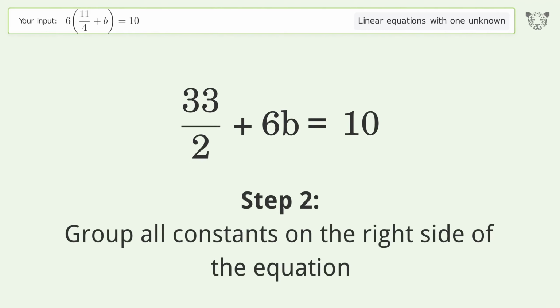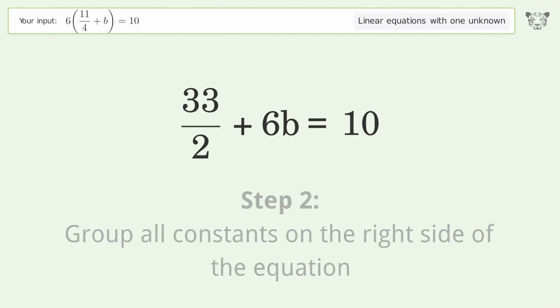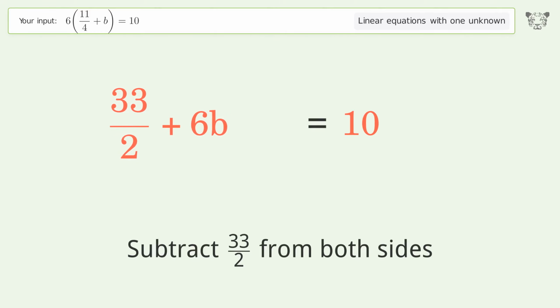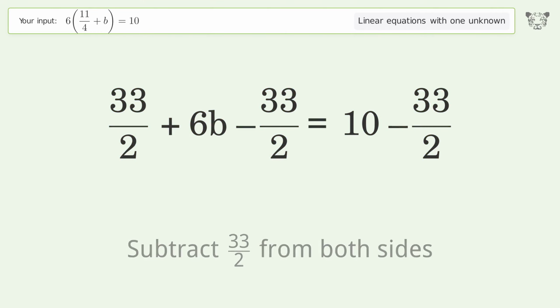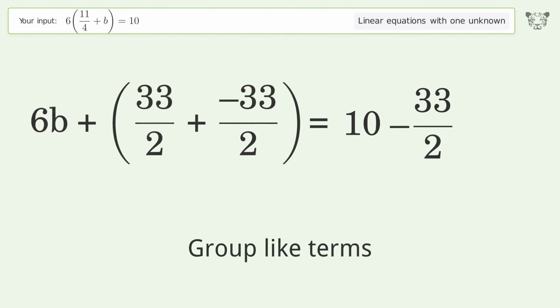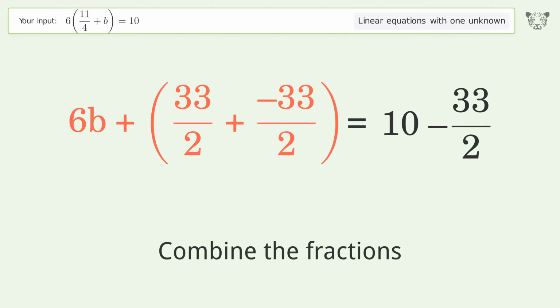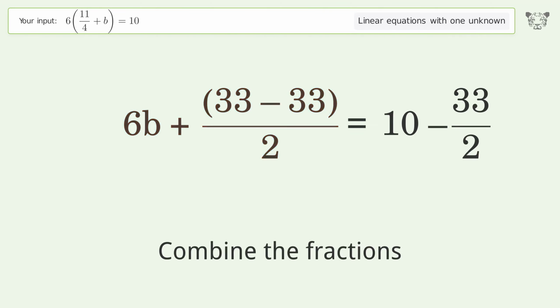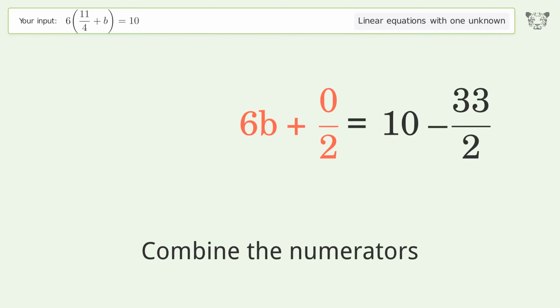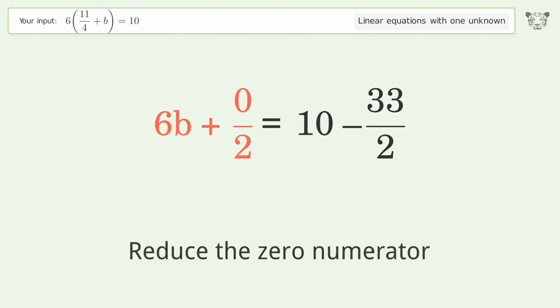Group all constants on the right side of the equation. Subtract 33/2 from both sides. Group like terms. Combine the fractions. Combine the numerators. Reduce the zero numerator.